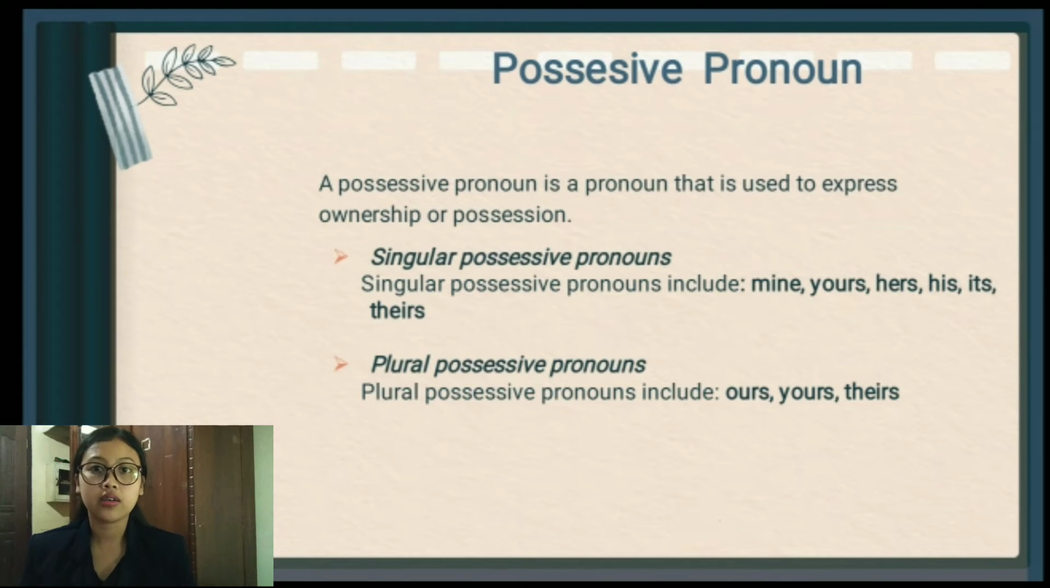Next, the fourth pronoun is the possessive pronoun. A possessive pronoun is a pronoun that is used to express ownership or possession. For proper usage, possessive pronouns can be used as either subjects or objects. There are a bunch of different possessive pronouns that you can use, which can be either singular or plural if they are referring to one person or multiple people. In singular, it includes mine, yours, hers, his, its, and theirs. In plural, it includes ours, yours, and theirs.